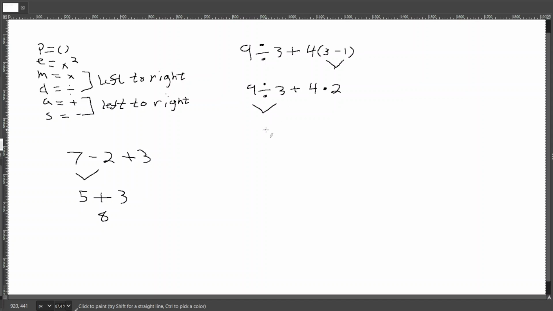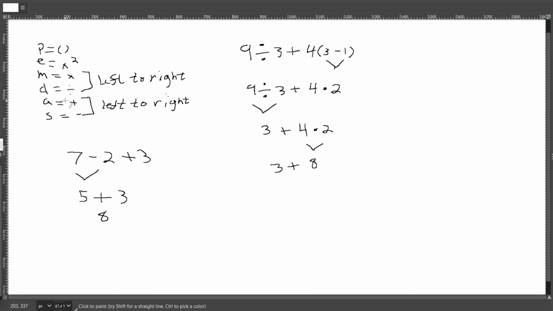So 9 divided by 3 is 3. I could simultaneously do the times too here, but we'll take it slow. I'll just drop everything down. But do know you could do 3 plus 8 right away, because if you could see that we're just skipping that step, getting a little bit quicker, that's great. If not, write everything down, bring it down.